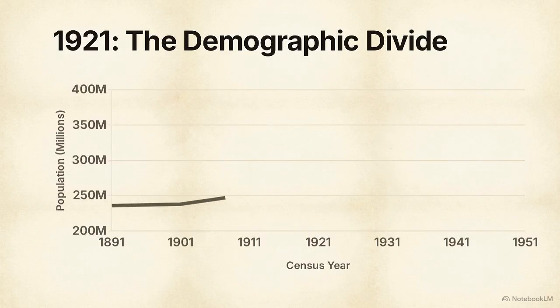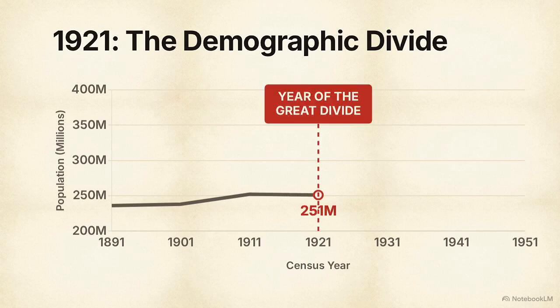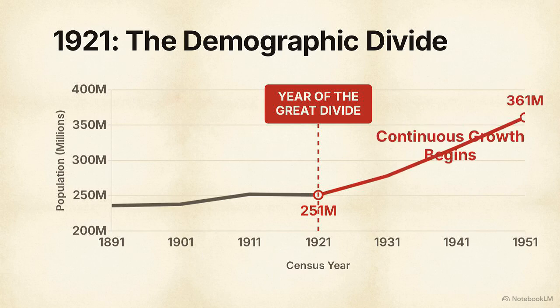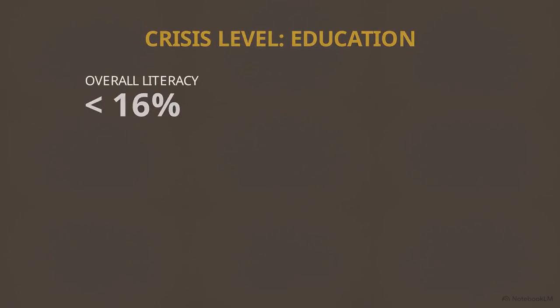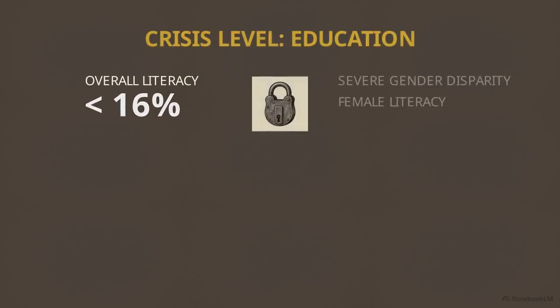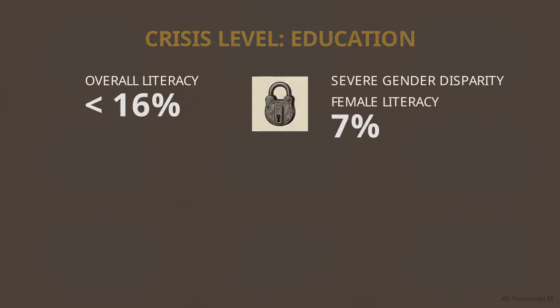We mark 1921 as the year of the Great Divide. This was the year India's population began to grow continuously, stepping into the second stage of demographic transition. As this data shows, the educational devastation was severe. Overall literacy across the country was below 16%, and female literacy was roughly 7%.